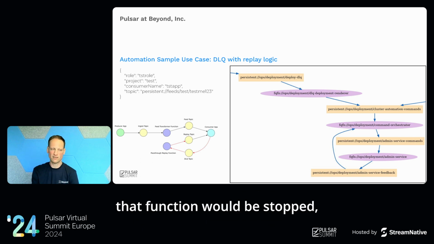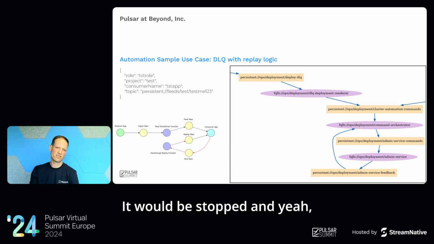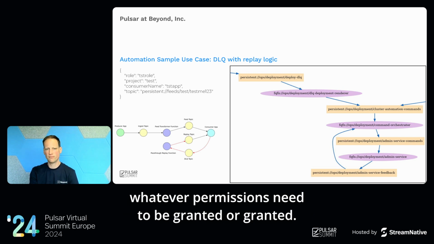That function will be stopped. Request functions usually are deployed in a running state. It will be stopped, whatever permissions need to be granted are granted.